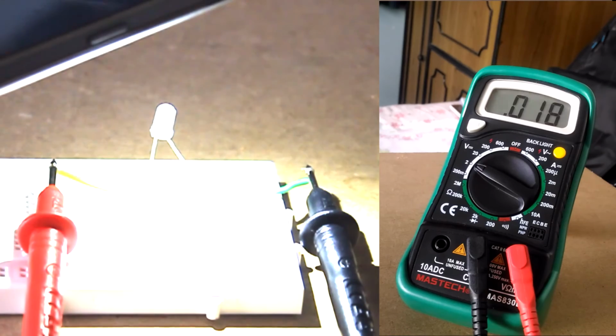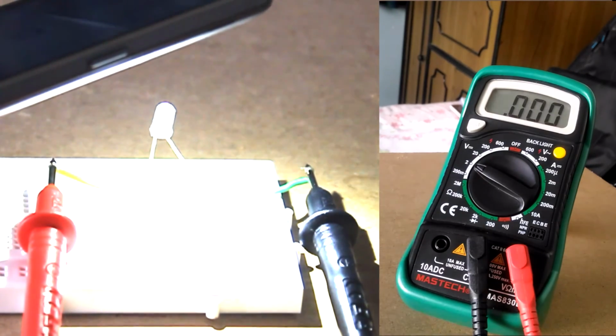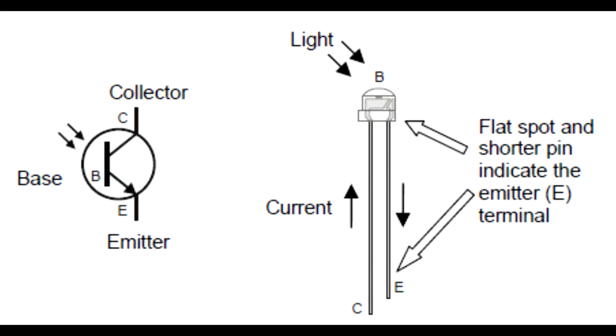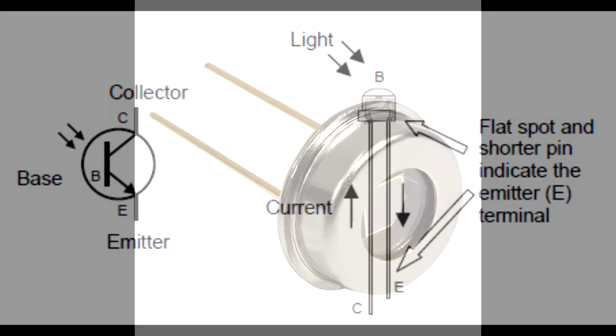So in this video we learned that a simple LED can also be used as a photodiode. And this same logic can also be applied in phototransistors. And this we will be covering in another video.